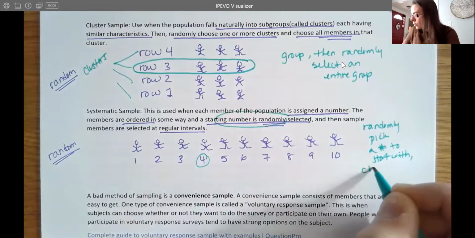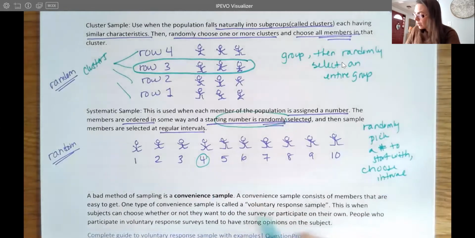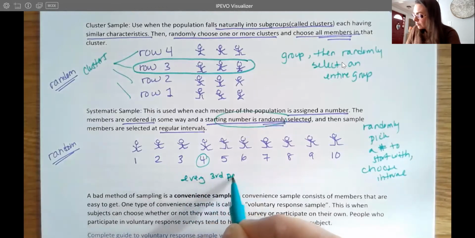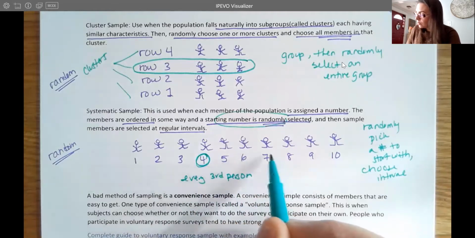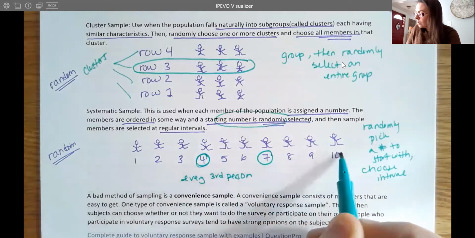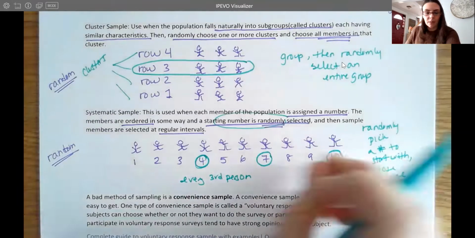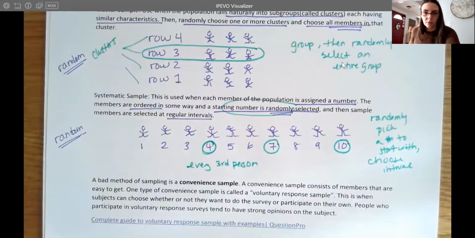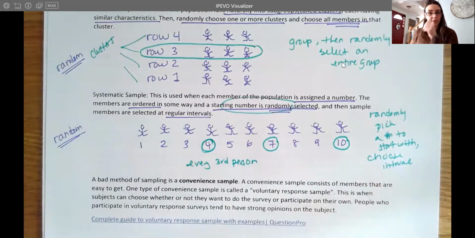And then you choose the interval that you want to survey. So maybe I'm going to do every third person. So I start with 4, and then I would do 7, 10, and so on. Okay, so the random part comes in with who you start with. Any person can be the person that you start with, and then you choose the interval. So are you going to survey every 10th person, every 5th person?